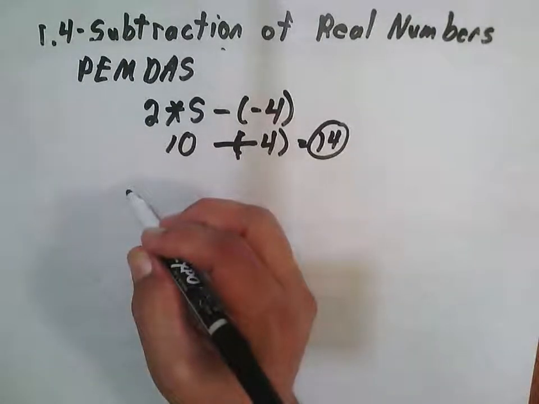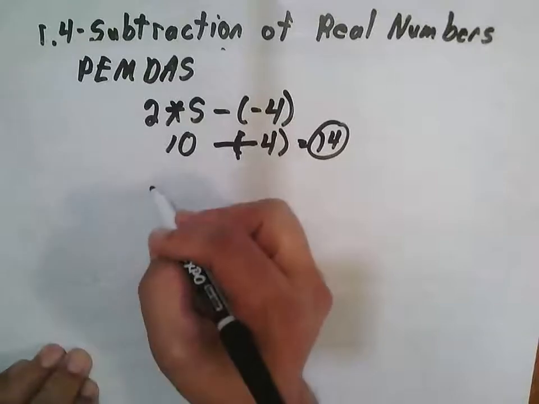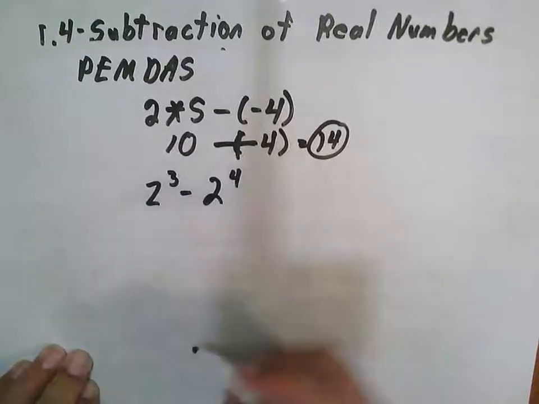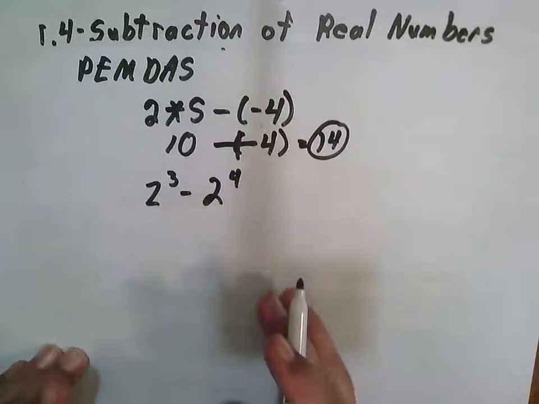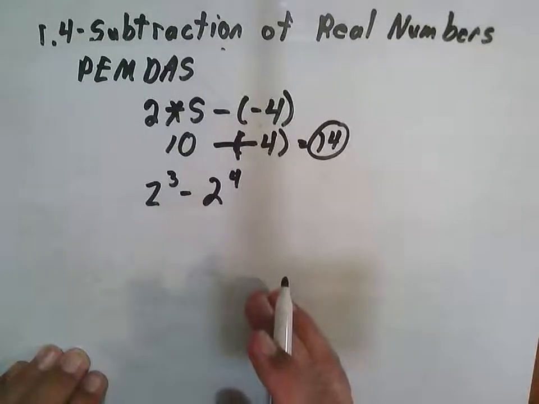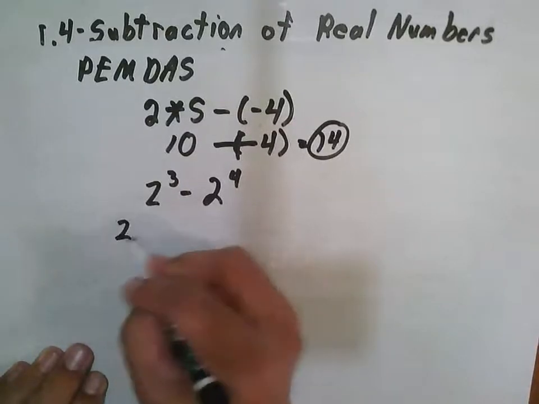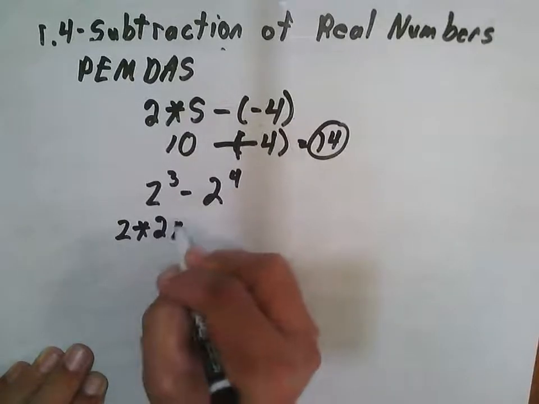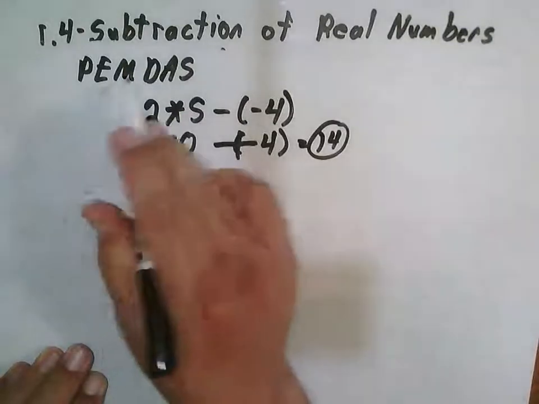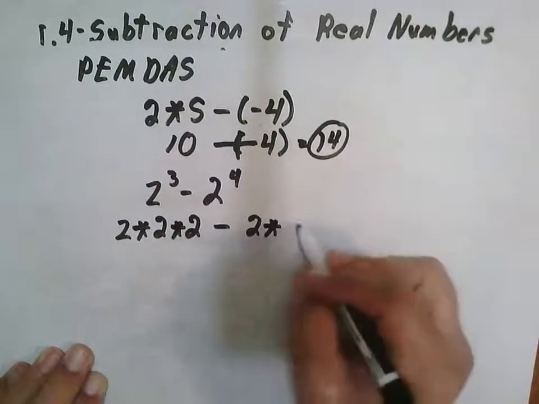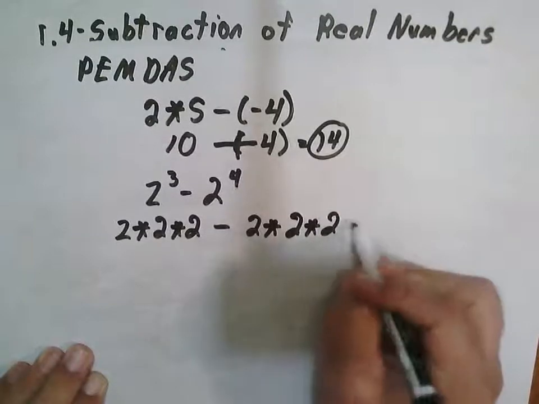Another example is if I have 2 to the third power minus 2 to the fourth power. Now you're probably not going to see one quite this challenging on the test, but anyway, very similar. This is just telling you that it's 2 times 2 times 2. Remember, I got to do my exponents first. Then I'm going to put my subtraction, and then it's going to be 2 times 2 times 2 times 2.